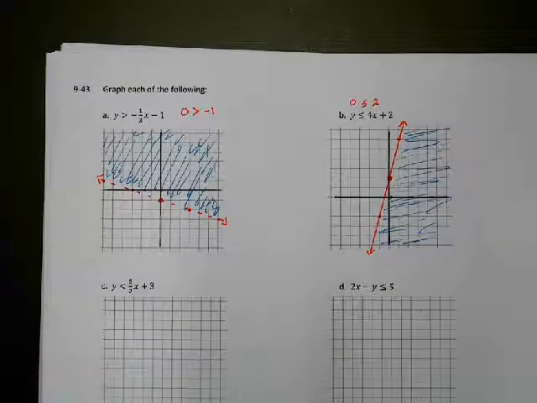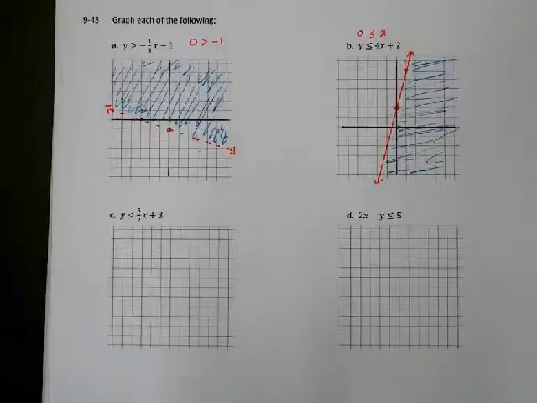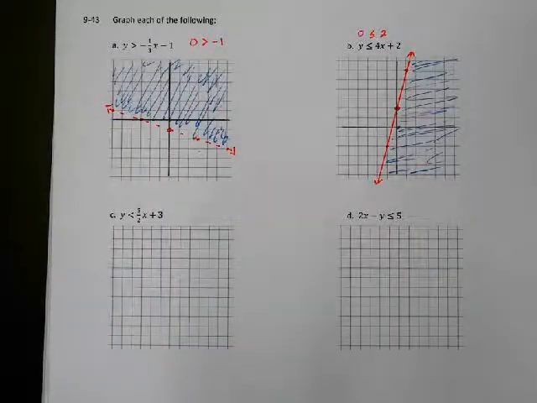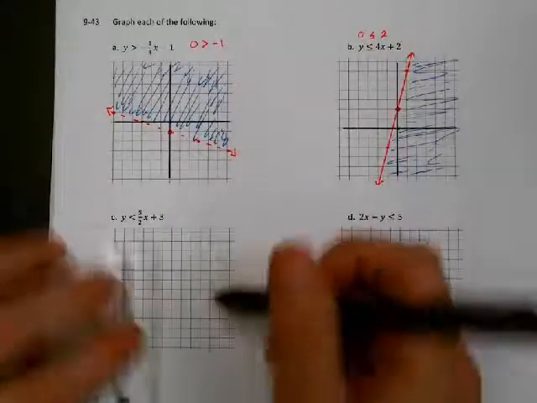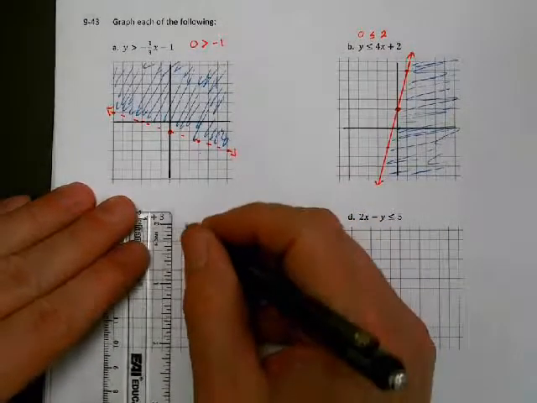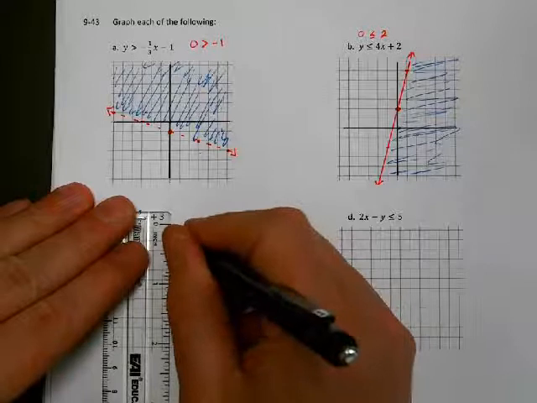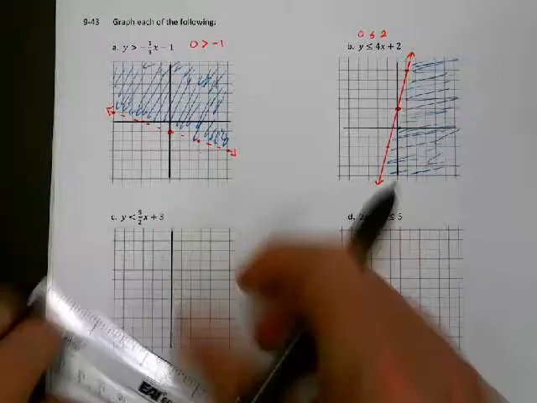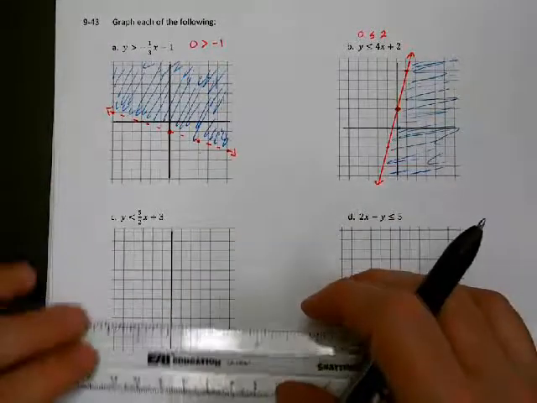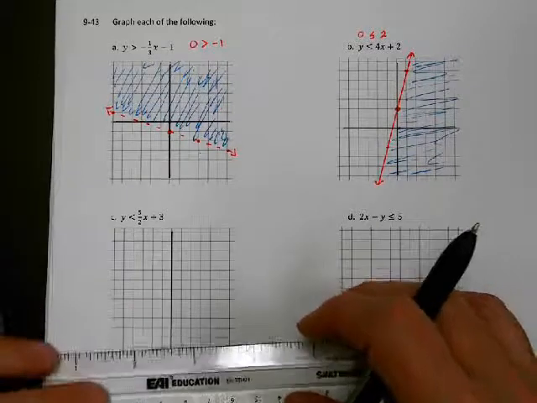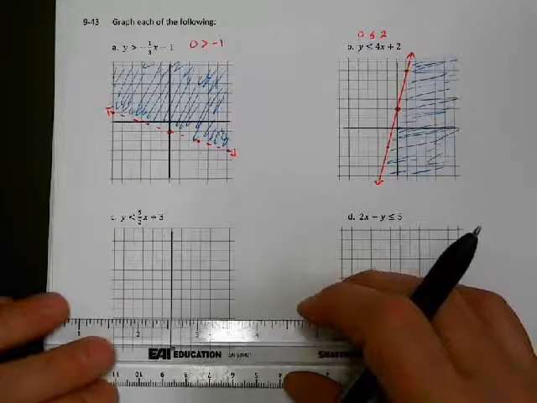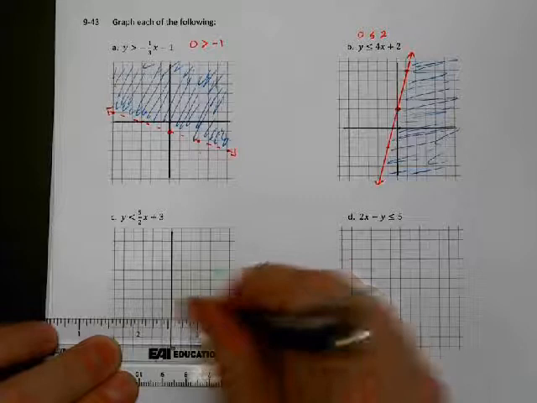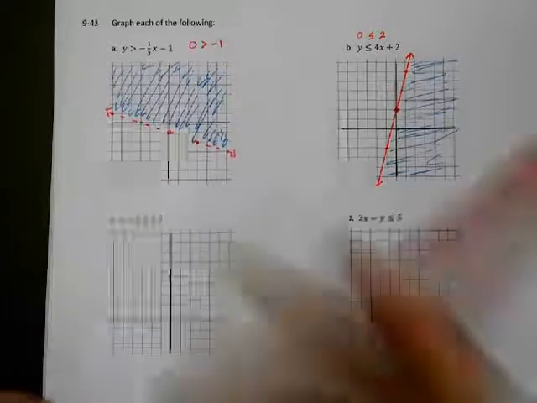All right, last two. Okay, so grab from this one. Where am I going to put it? Let's put it right here. All right, so my y-intercept's at 3, so I go up 1, 2, 3.